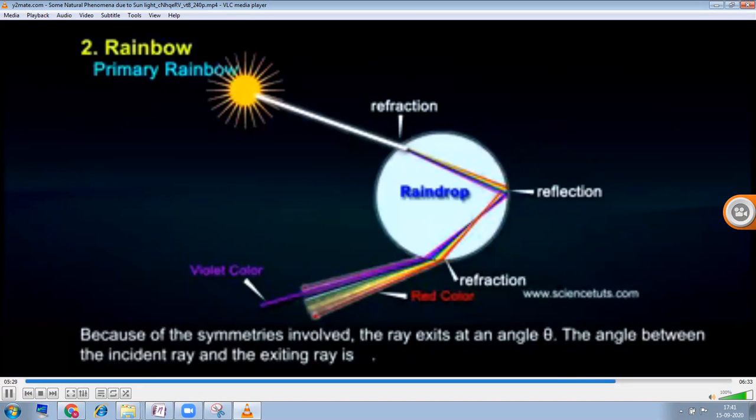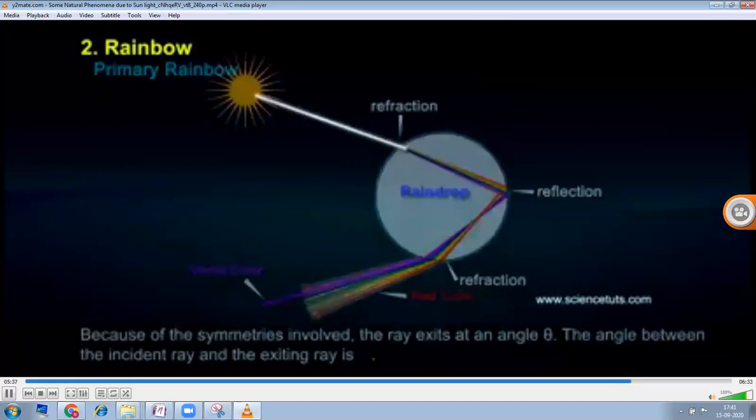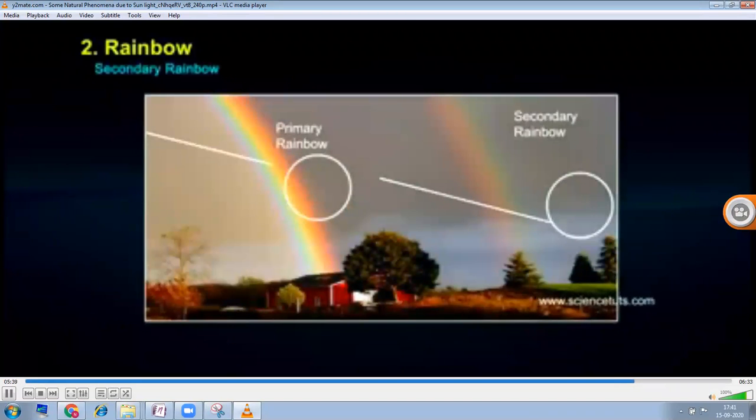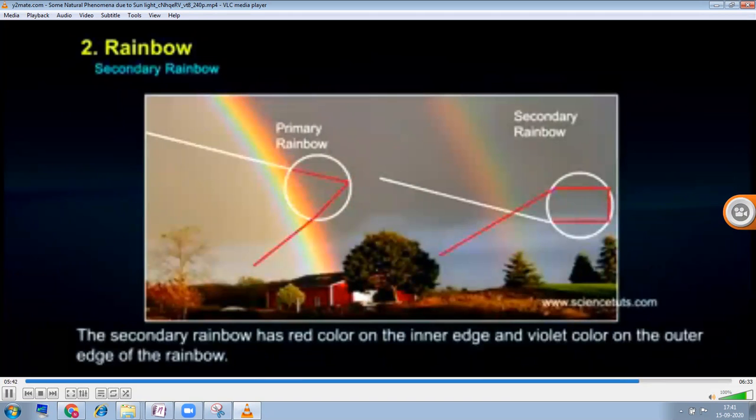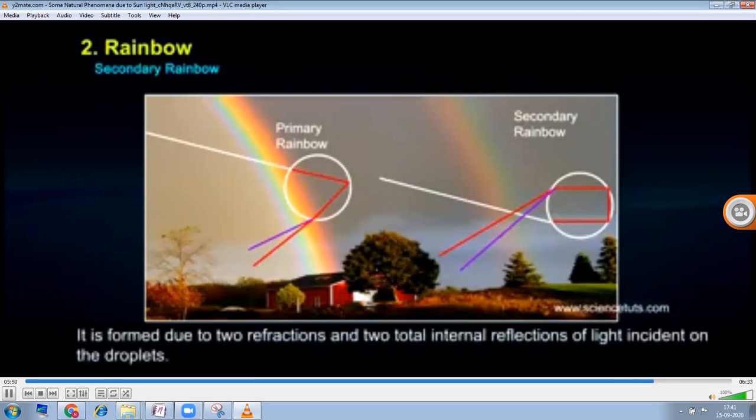Because of the symmetries involved, the ray exits at an angle theta. The angle between the incident ray and the exiting ray is phi. See the diagram. Secondary rainbow. The secondary rainbow has red color on the inner edge and violet color on the outer edge. It is formed due to two refractions and two total internal reflections of light incident on the droplet.